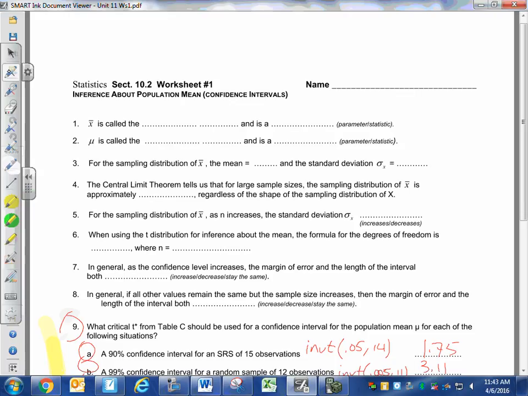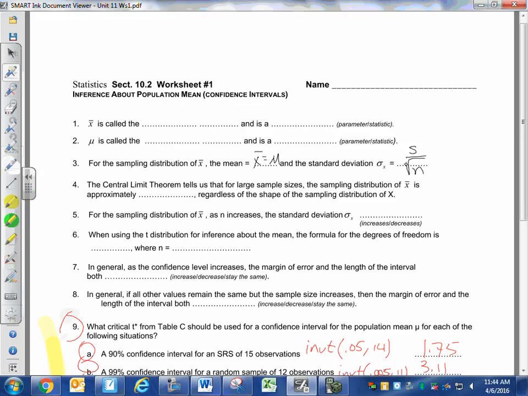3, for the sampling distribution of x bar, the mean and the standard deviation. The mean is x bar, which is equal to mu. And the standard deviation is equal to our standard deviation divided by the square root of n.